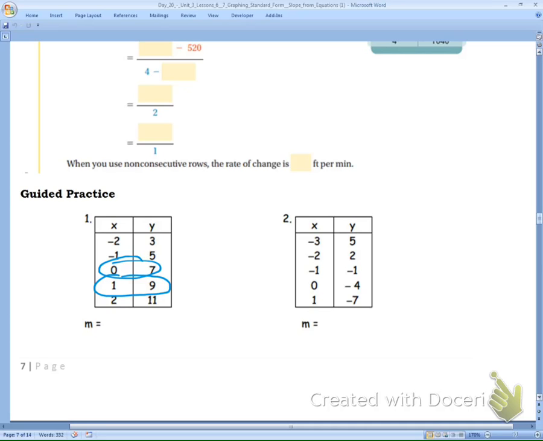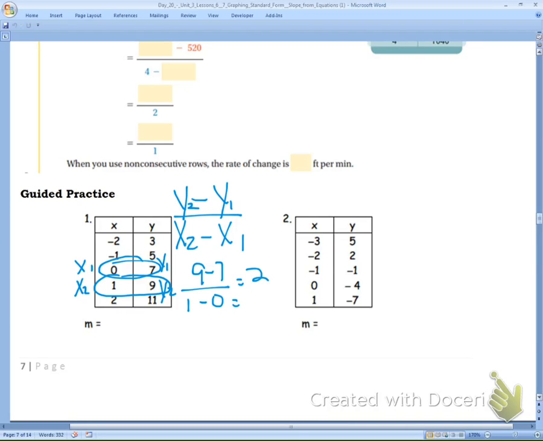So your slope is always the difference of y's over the difference of x's. You pick one y point and you subtract the other y point. We sometimes call these y2 and y1. If this is your first y point and this is your second y point, over x2 minus x1. So this is my second x point, this is my first x point. So you just work backwards. 9 minus 7 is 2, over 1 minus 0 equals 1. So your slope, 2 over 1, equals just 2.